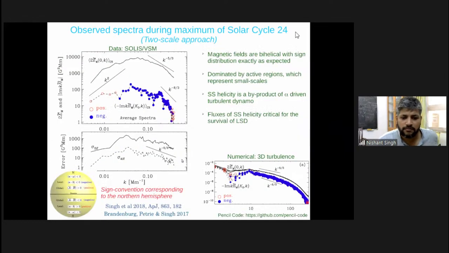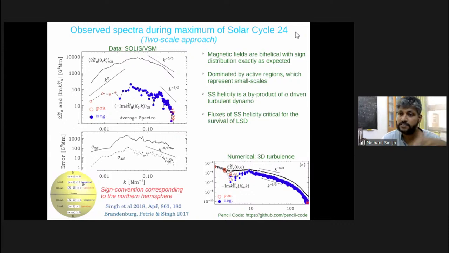In a somewhat recent work, we have actually even shown this. So let's just look at this, and that's the guidance here. This is from data. We have basically shown that red is positive, blue is negative, and solar data actually supports that the helicity is a function of scale. This is large length scale, this is small length scale. At large length scale, this is positive, at small length scale, it's negative, exactly as you would expect if the magnetic field was produced from an alpha effect.